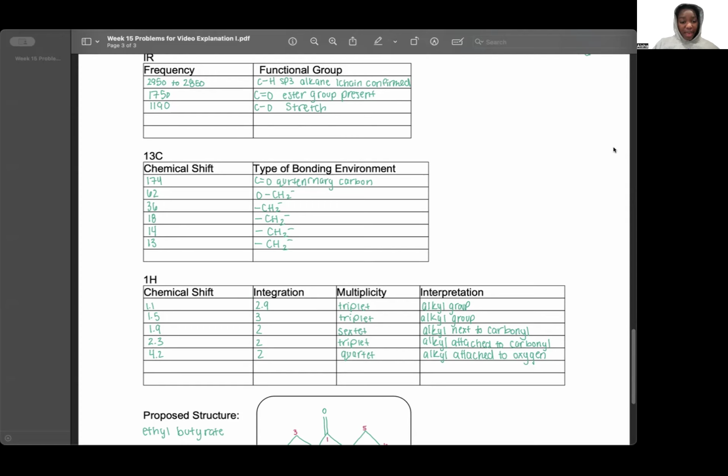At the chemical shift of 36, we have a single carbon atom bonded to two hydrogen atoms. And then we also see that at 18, we have another carbon atom bonded to two hydrogen atoms. At 14, we have a singular carbon atom as well, bonded to two hydrogen atoms. At 14 and 13 as well, we have that same one singular carbon atom bonded to two hydrogen atoms.